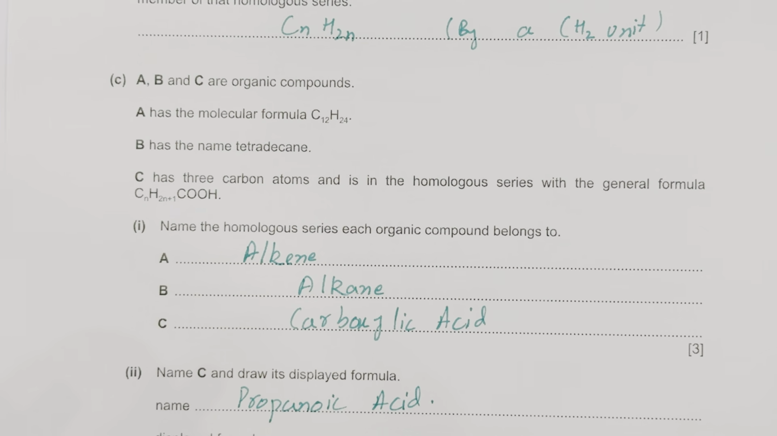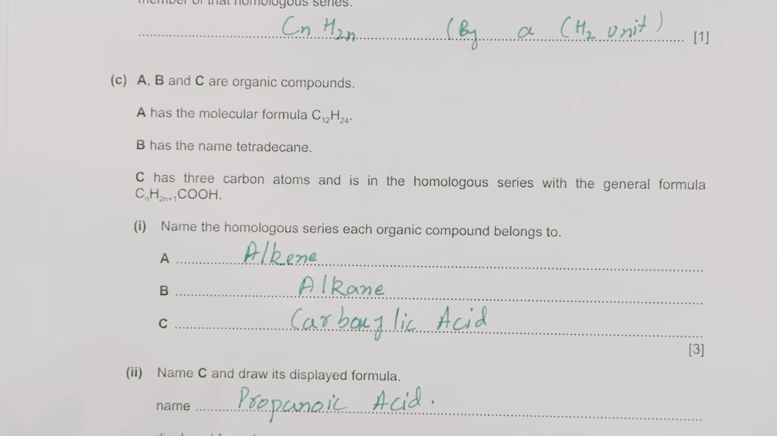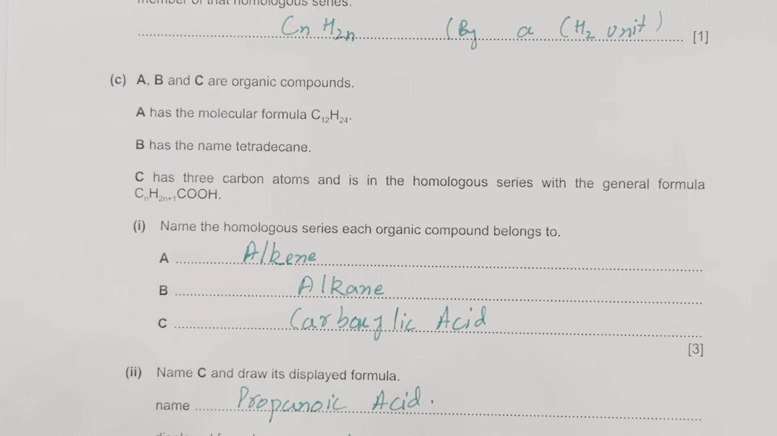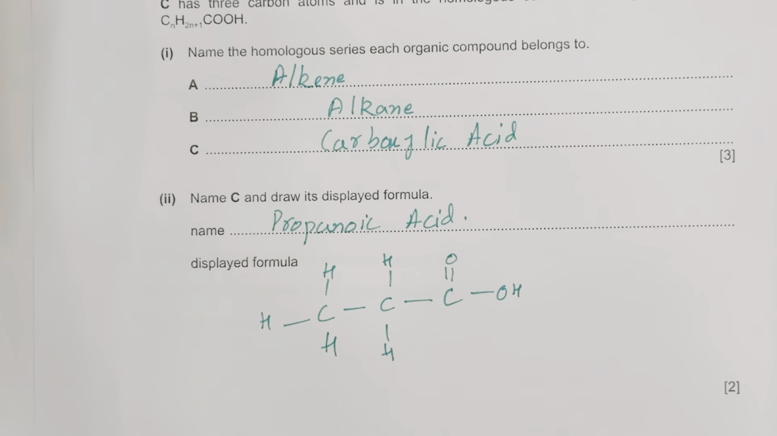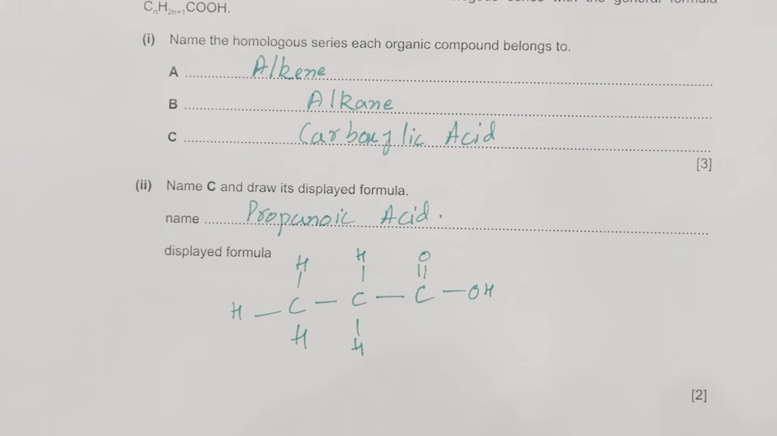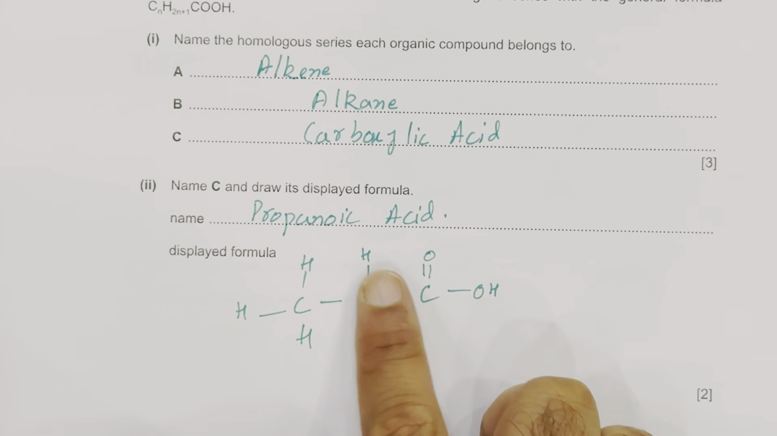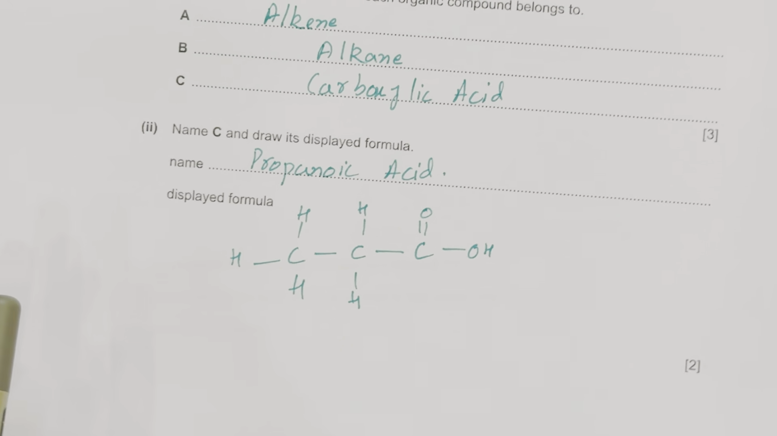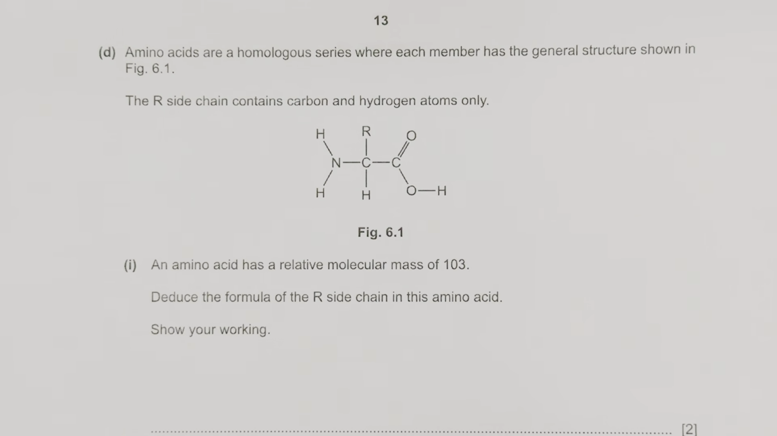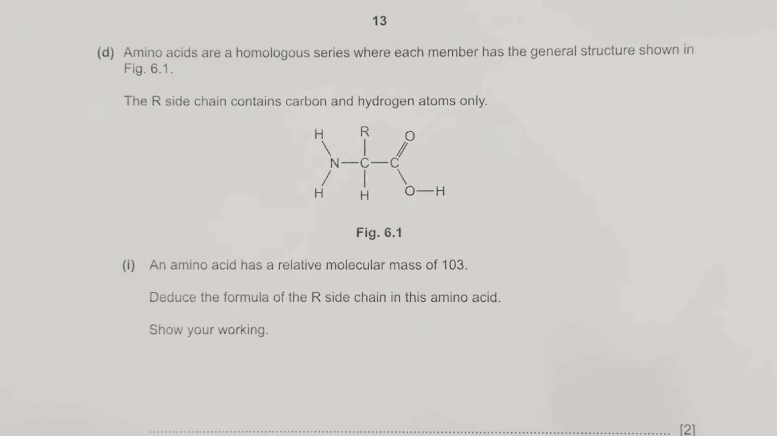Propanoic acid has 3 carbons, C, C, and C. Here we're going to attach an OH group and a double-bonded O, and the rest would be H, H, H, H, and H. This is how we draw it. First you write 3 carbons, then the COOH, then complete all bonds with hydrogen.